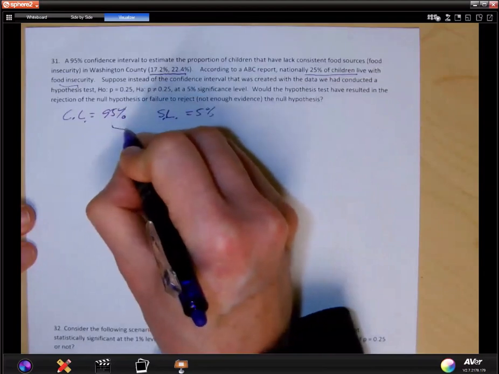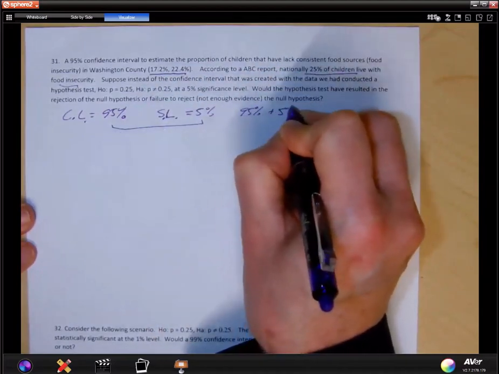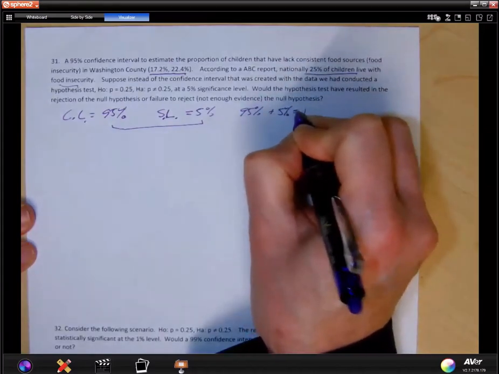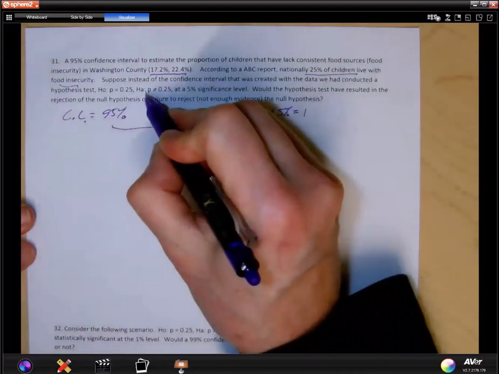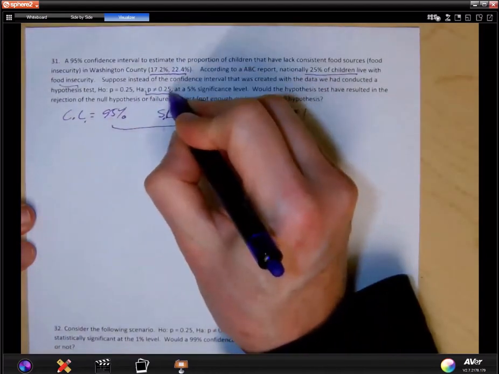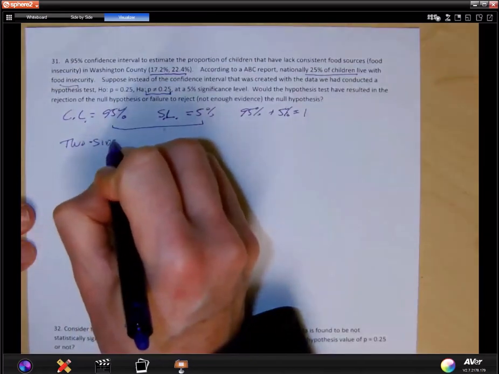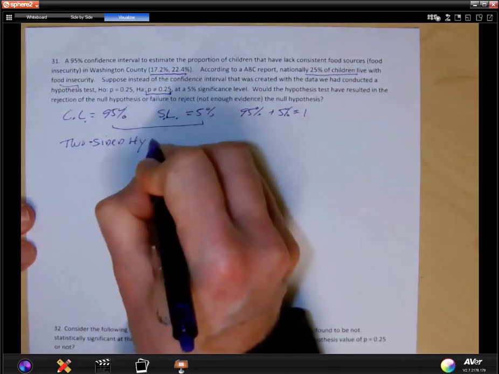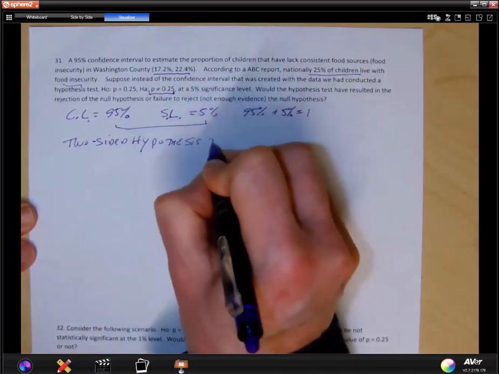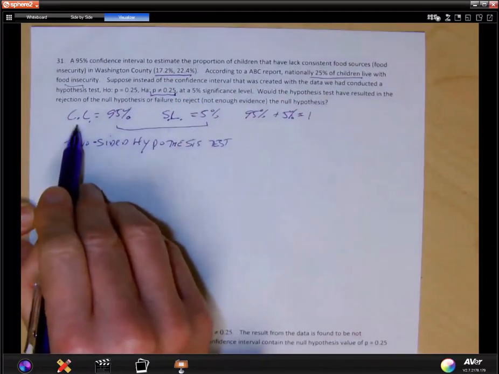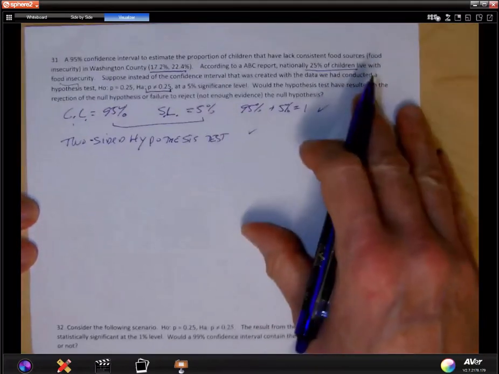So notice these two are complementary. The sum of these two, 95% plus 5%, equals 1, which is what I need. Great, so now I can compare apples to apples. Furthermore, I need another thing. This is two-sided, so a two-sided hypothesis test. So now we're comparing the same thing to the same thing. The confidence level is two-sided, and we're using a two-sided hypothesis test. So we've met both criteria. So now we can compare.